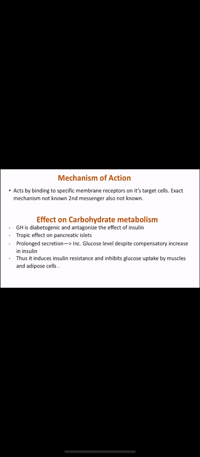First of all, you have to remember that growth hormone is a diabetogenic hormone. As it is a diabetogenic hormone causing diabetes, it is antagonizing the effect of insulin. Then there is a tropic effect on pancreatic islets. Prolonged secretion will increase glucose level despite a compensatory increase in insulin. The glucose is increased and compensatory insulin is being produced, but despite this, there will be increased glucose level because insulin won't be able to combat those glucose levels. Thus, it induces insulin resistance and it inhibits glucose uptake by muscles and adipose cells.